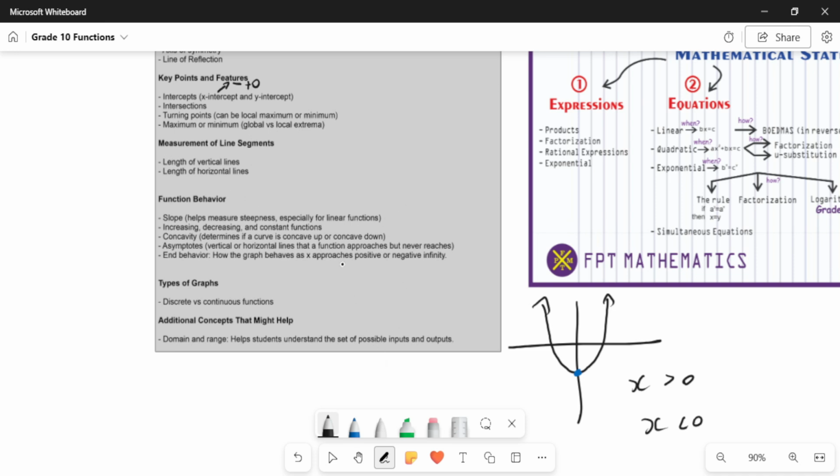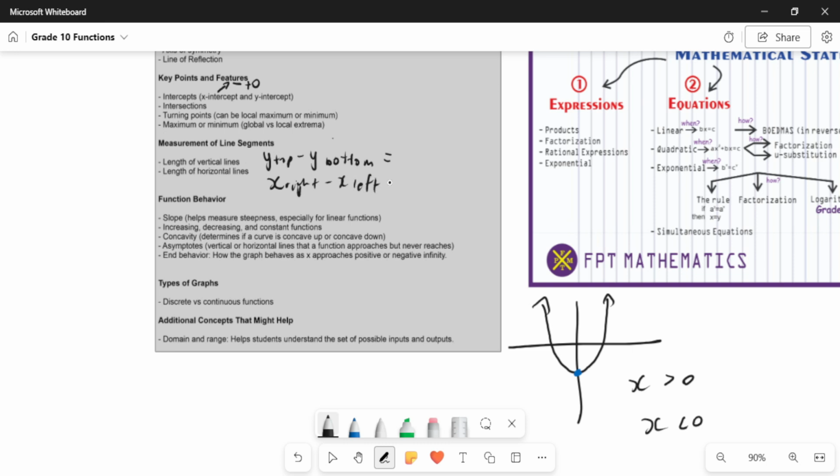When we talk about the measurements of line segments, we talked about this in analytical geometry. Vertical lines will be y values. So it'll be y on the top minus y at the bottom, which will give you some units. That's how you measure vertical lines. For horizontal lines, it'll be x on the right minus x on the left.